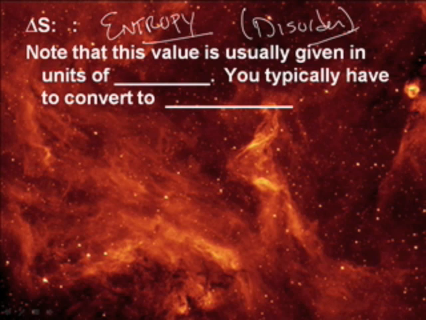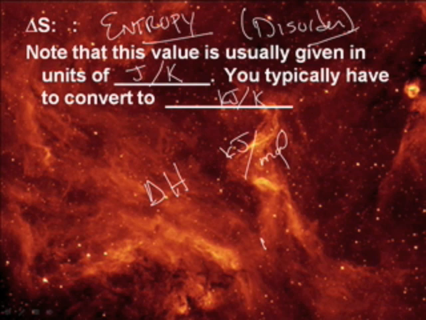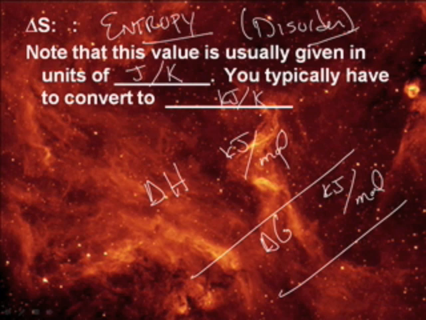Now, something very important about delta S. The units are usually given in joules per Kelvin, and you have to convert those to kilojoules because delta H and delta G usually show up as kilojoules per mole. In fact, if you have your book open to page A21, which has the table of thermodynamic quantities, you will discover that they are in joules per Kelvin. So you want to watch that.